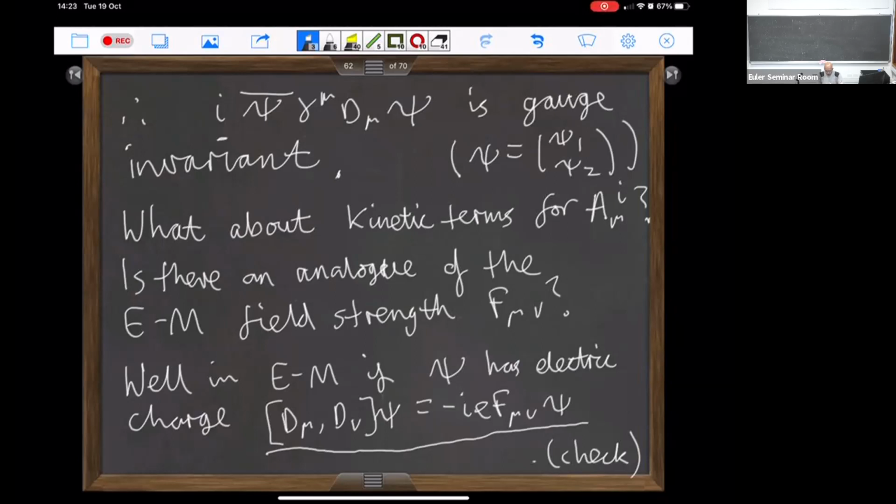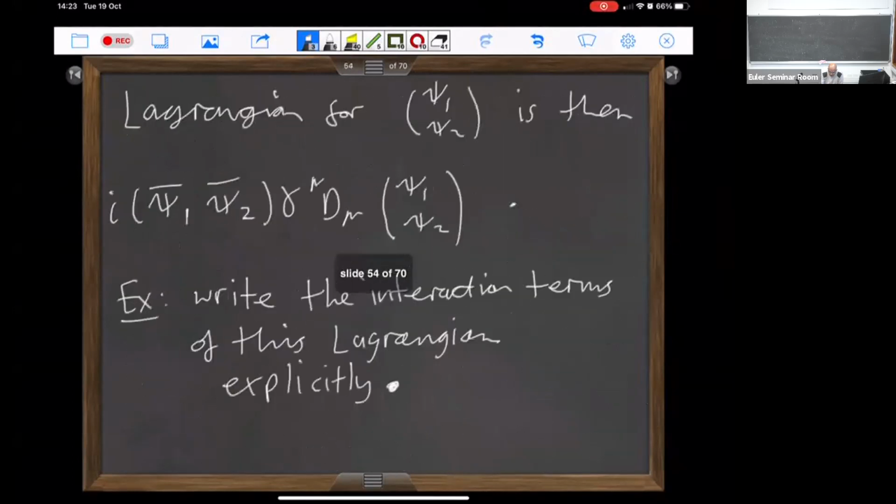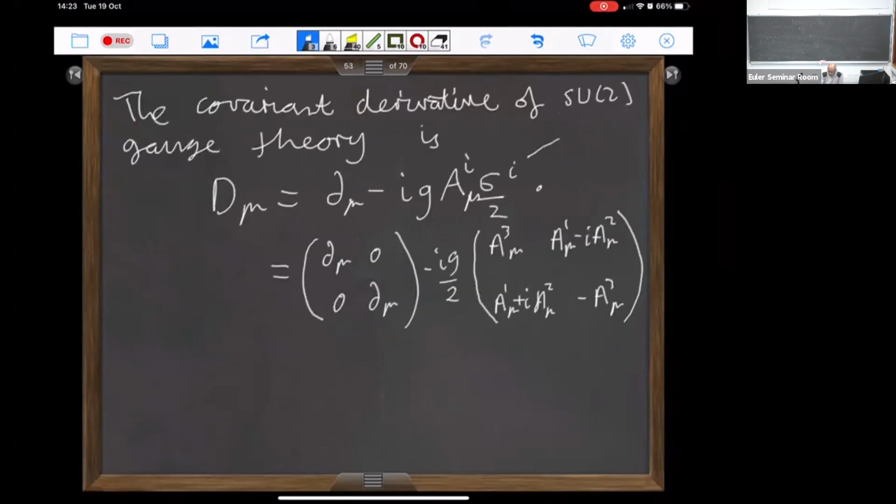In our example, we just looked at the fundamental representation of SU2, but we could have looked at any representation of SU2. And then, instead of looking at the generators in the fundamental representation, we could have put the generators in whatever representation we chose, because the proof of the gauge invariance didn't rely on the fact that we're using that particular representation. It actually just relied on the SU2 algebra itself.